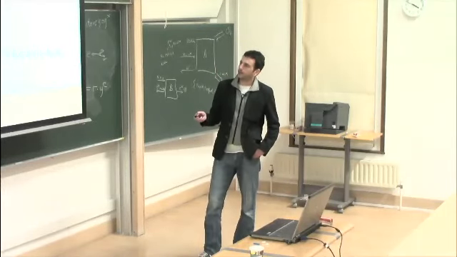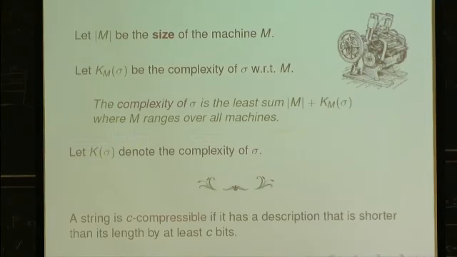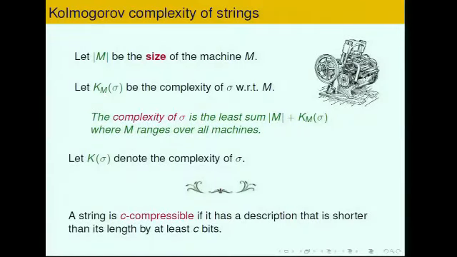So in this way, we may say that a string is c-compressible for a constant c if it has a description that is shorter than its length by at least c bits. So if c bits are not really used, they don't really carry information.